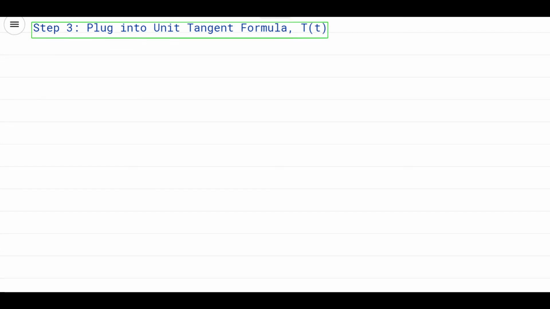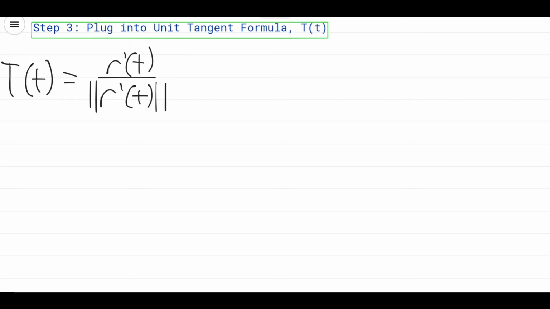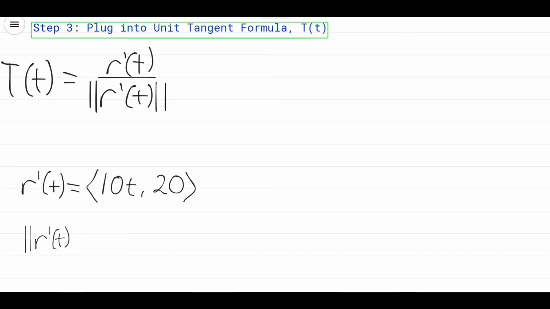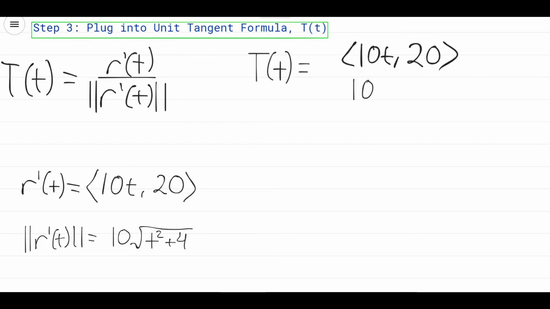For step 3, we're going to plug this into the unit tangent formula. Recall the unit tangent formula is r prime divided by the magnitude of r prime of t. Our r prime came out to be 10t, comma 20, and the magnitude came out to be 10 times the square root of t squared plus 4. When we plug it in, we get 10t, comma 20, divided by the magnitude, 10 square root of t squared plus 4.